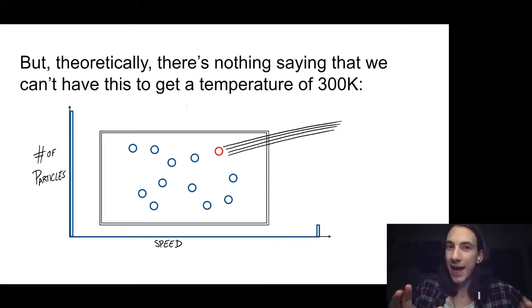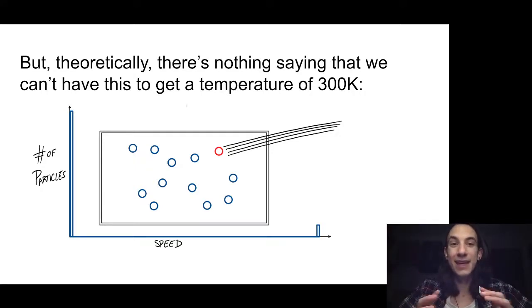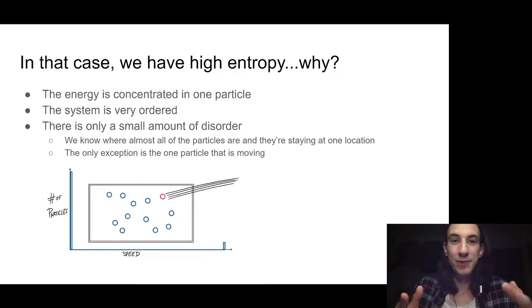You can still have an average of 300 kelvins, or I guess you'd measure the speed. But you can have an average kinetic energy that will get you a temperature of 300 kelvins, even if most of your particles aren't moving. Theoretically, there's nothing saying that we can't have this. But we know that that doesn't happen. This feels weird. And the reason for this is entropy.